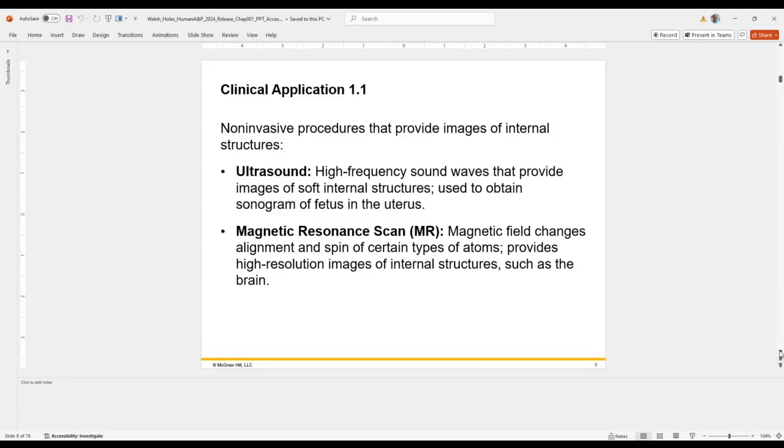And then there's magnetic resonance scans or magnetic resonance imaging. These make use of magnetic fields, and they change the alignment and spin of certain types of atoms. And this provides a high resolution image of certain internal structures like the brain.